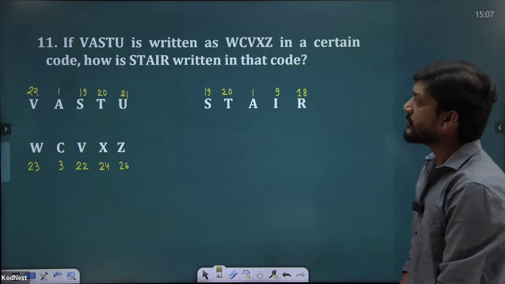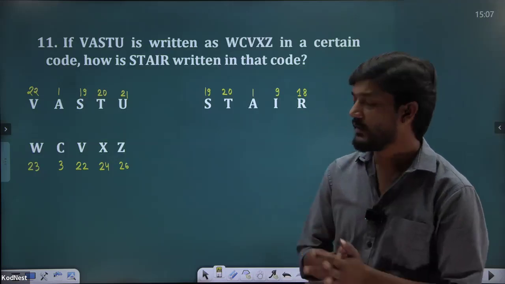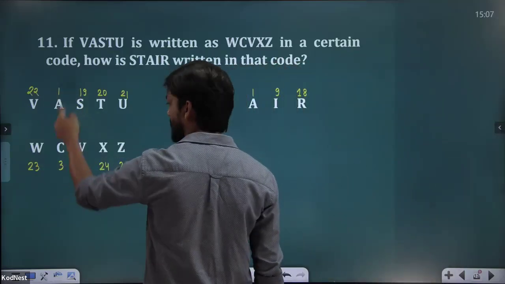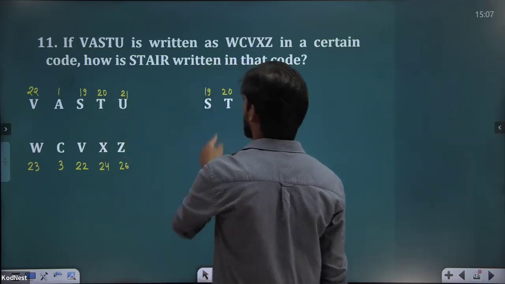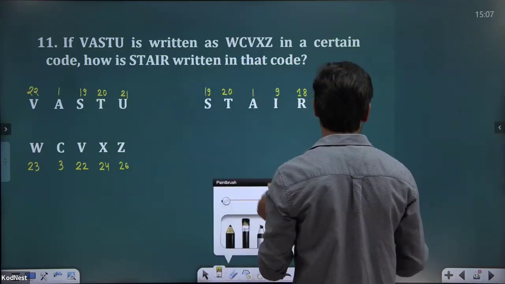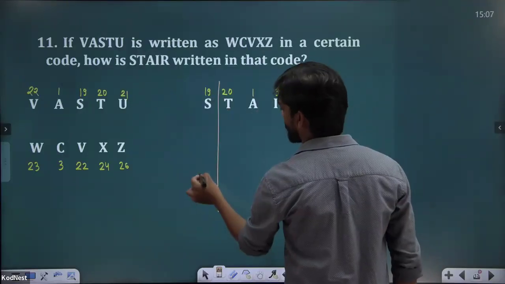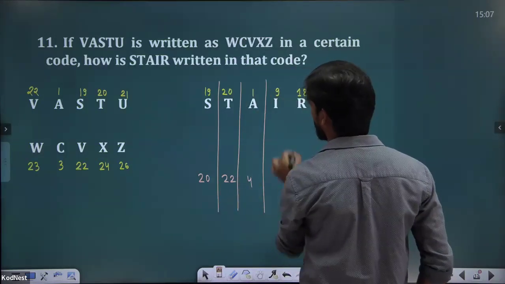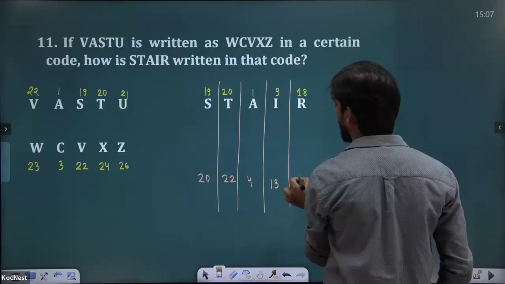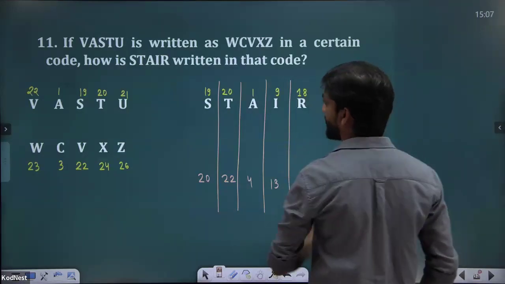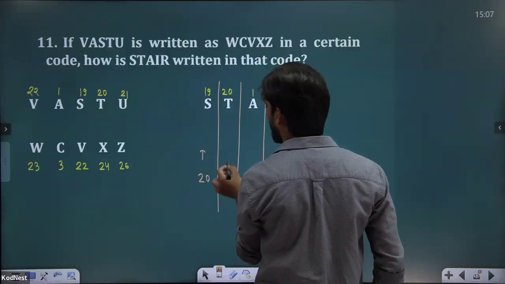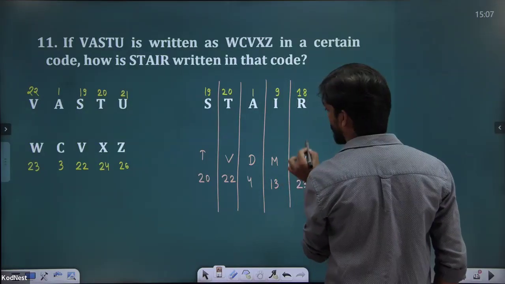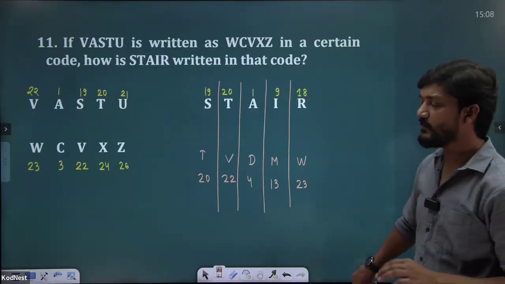Plus 1, plus 2, plus 1, plus 2, plus 3, plus 4, plus 5. So things are very easy here. So it is a forward pattern: 22 plus 1, plus 2, plus 3, plus 4, plus 5. So here also do the same thing. Plus 1 is 20, plus 2 is 22, plus 3 is 4, plus 4 is 13, and plus 5 is 23. Okay, so this is T. V, fourth letter is D, and this is the middle letter 13, and this is W. So TVDMW. This comes out to be your answer.